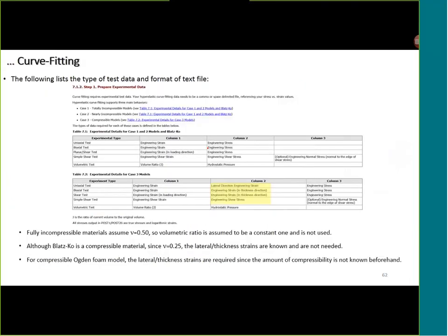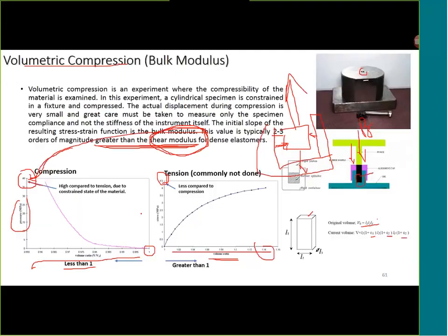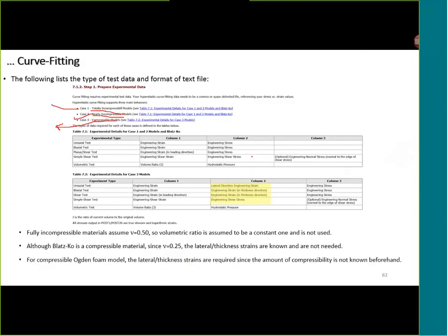So when we are doing a curve fitting, there are 3 classes of materials. One is totally incompressible, which is Poisson ratio 0.5. The other category is nearly incompressible. In this case, the Poisson ratio is close to 0.5 but not exactly 0.5. And another one is compressible models, which is typically used for foam or metals. The first decision you need to make is, looking at this test data, whether your material falls under case 1, case 2 or case 3.